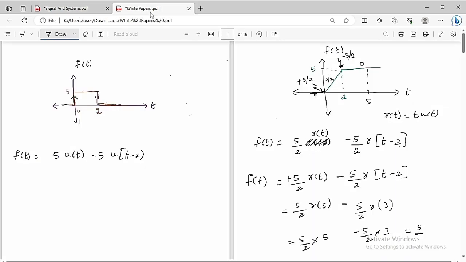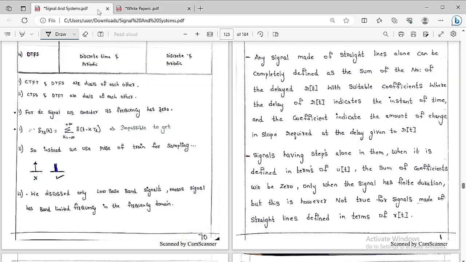So here, let me conclude. If a signal is made up of only steps, you can represent it with the help of u of t. If a signal is made only of straight lines, then we can represent it with the help of ramp signals. So this is what I am trying to tell you.